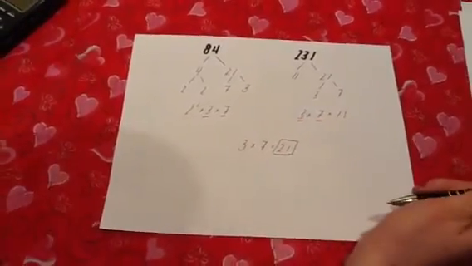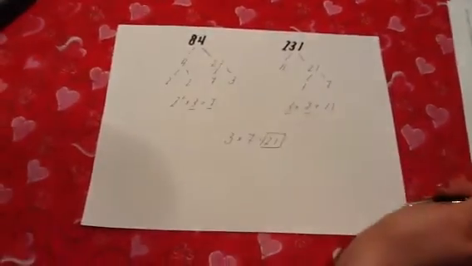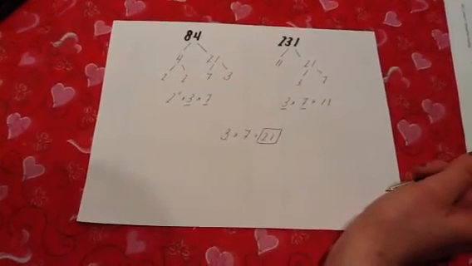So that's how you find lowest common multiple and greatest common factor using prime factorization.